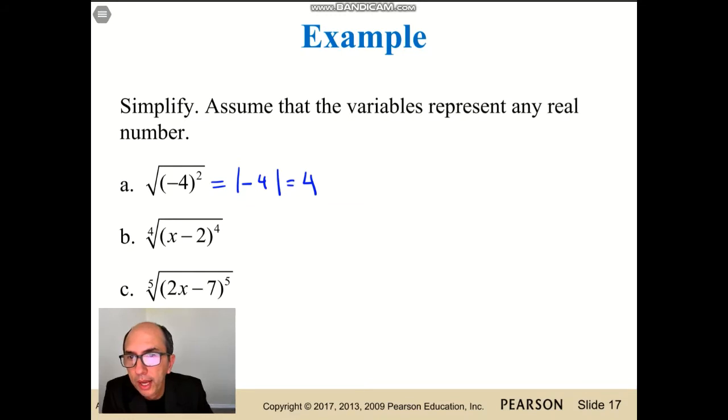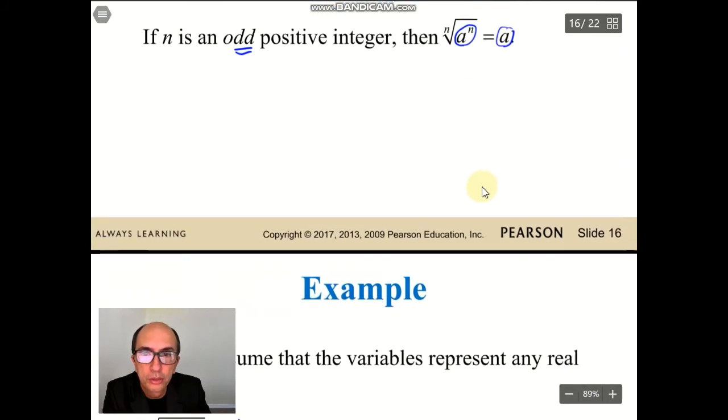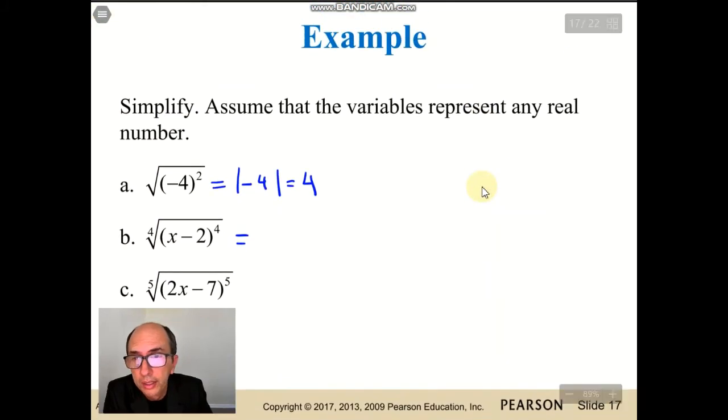Okay, and the next thing we have is the 4th root of x minus 2 exponent 4. So this is the same thing as we have seen before on this rule. Now we have to apply the absolute value, because we don't know if x minus 2 is going to be negative or positive, but the result can never be negative. That means this is going to be the absolute value of x minus 2.